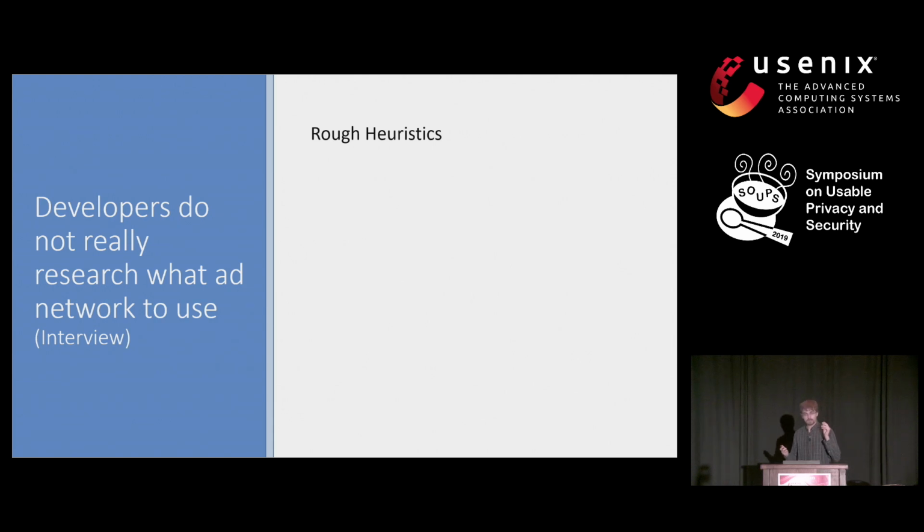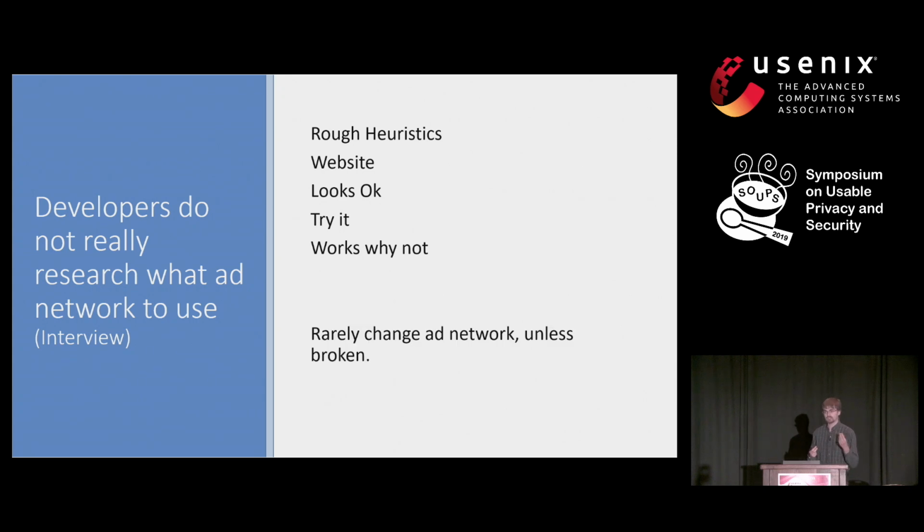And then once they'd come up with this one or two advertising networks to look at, they would go to the official website. If it looked okay and not sketchy, they would try it. And if it worked, they would stick with it. And they wouldn't really go much beyond that. So not a lot of work being put into choosing an advertising network. And the important thing to note is that they would rarely change the advertising network, even if there were problems, and only do so if it was completely broken.